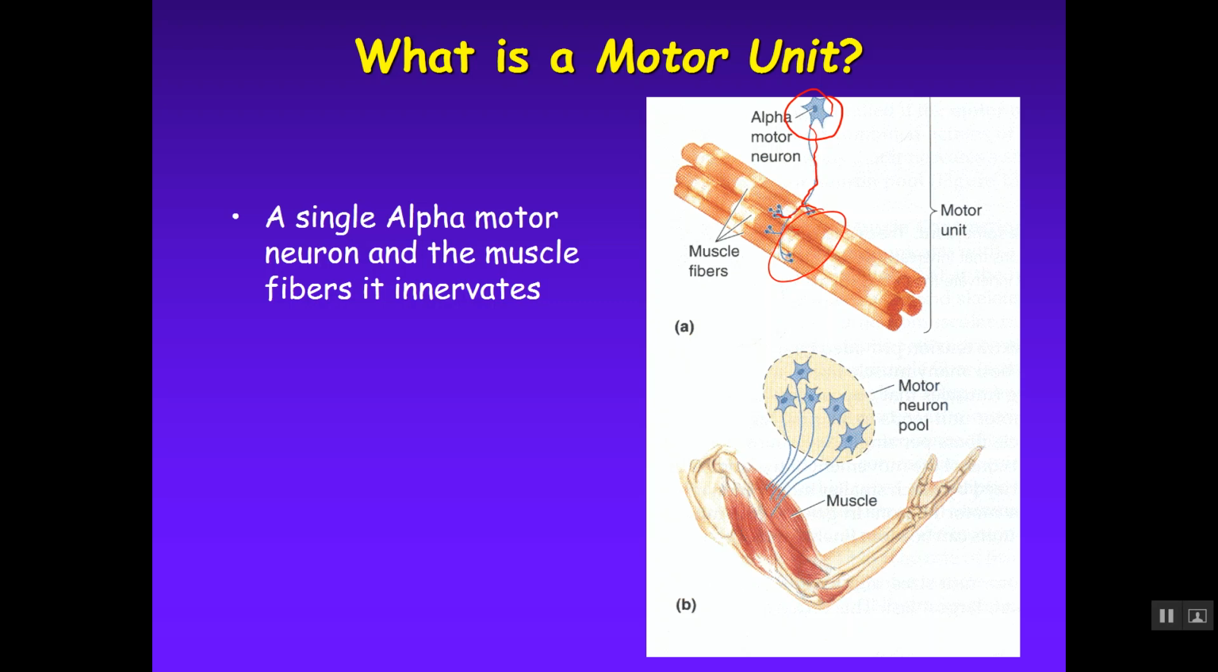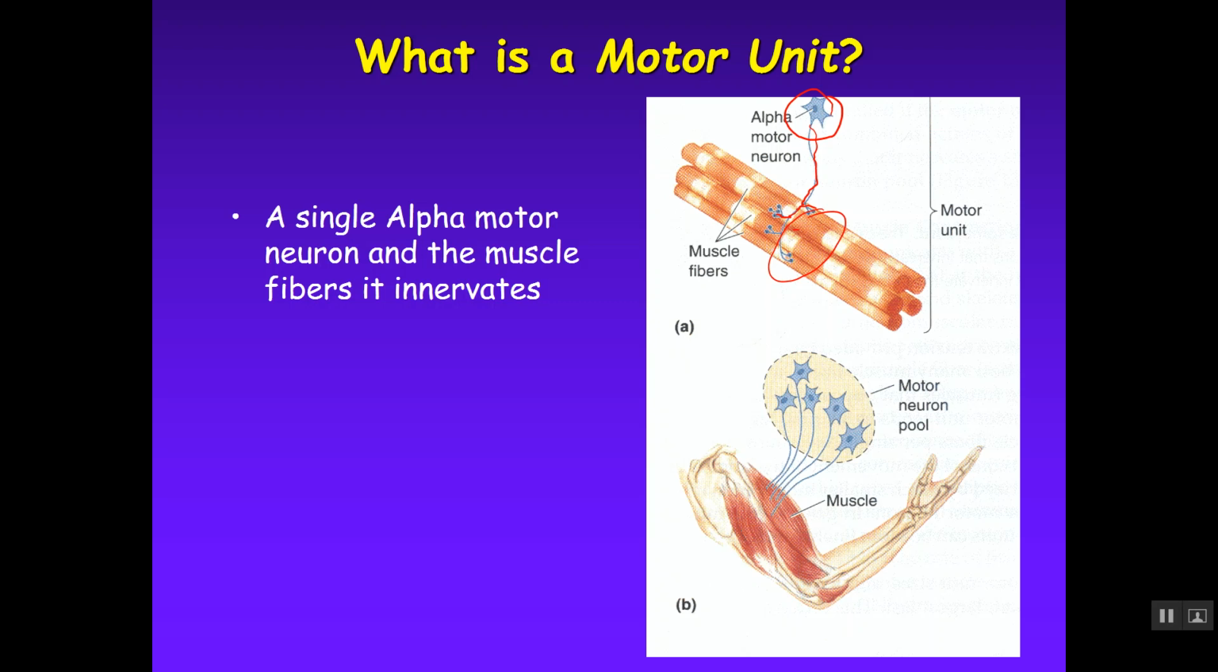For example, in the quads, you have large motor units. One massive cell body will send a signal to hundreds of muscle fibers in a quad, because a quad fires kind of all or nothing. You're not having to fine tune the quad muscle; it's just contracting to extend the knee.